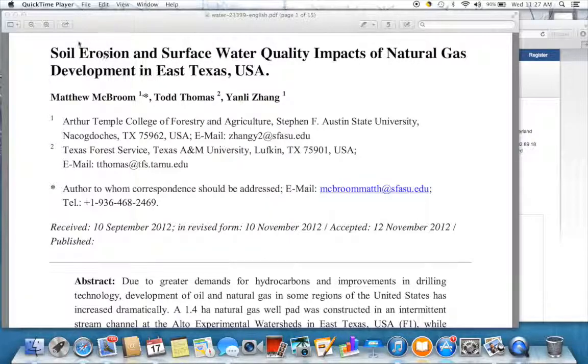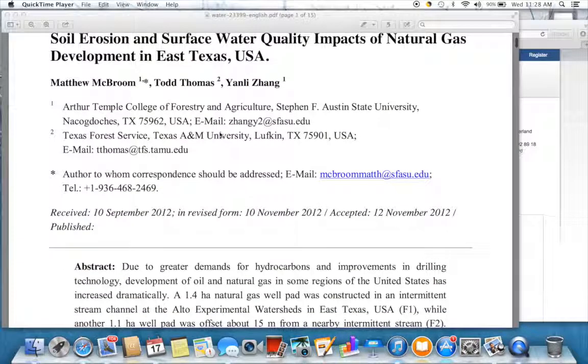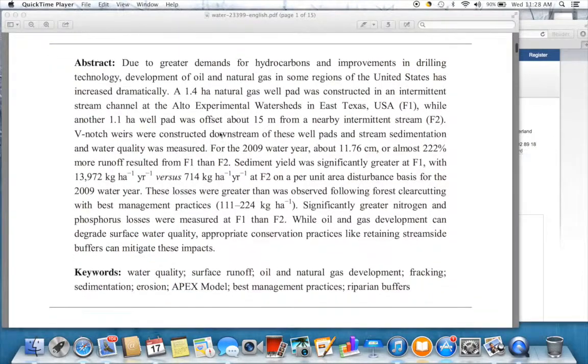When you read this, assuming that you understand the basic words and terminology, and you may have to look some of these words up from time to time, it should pose a question in your mind. In other words, the first thing that pops into your mind should be, hey, what are the effects of natural gas development in East Texas on soil erosion and surface water quality? Well, the answer to that question is usually given in the abstract.